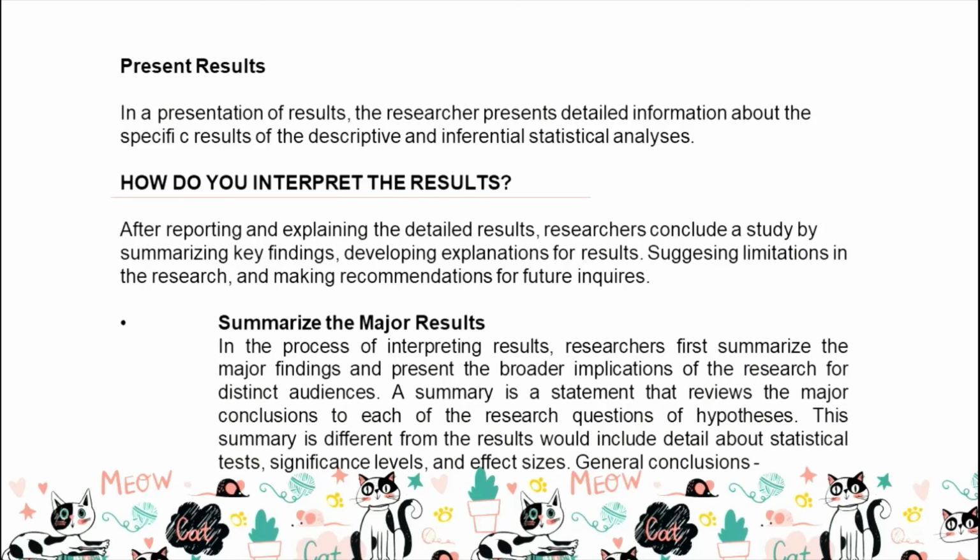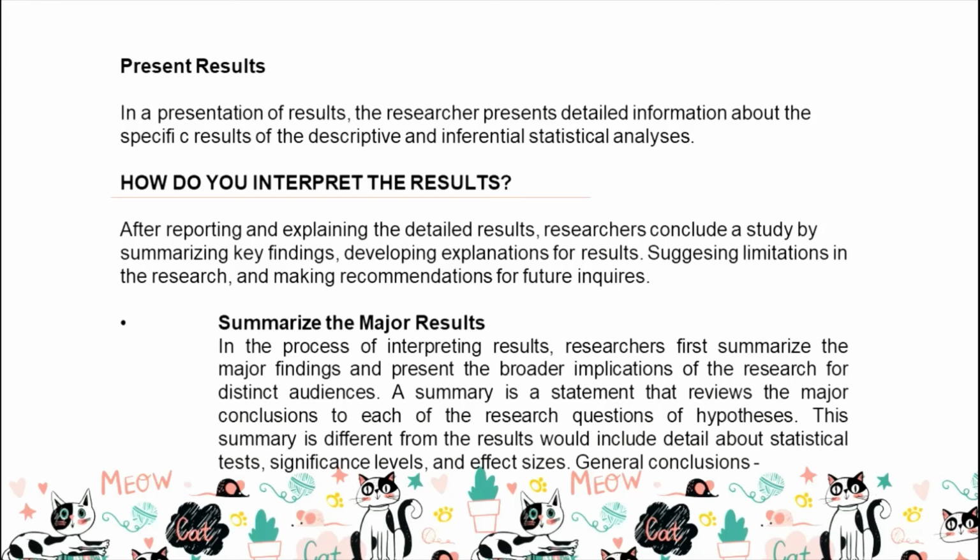Summarize the major results. In the process of interpreting results, researchers first summarize the major findings and present the broader implications of the research for distinct audiences. A summary is a statement that reviews the major conclusion to each of the research questions or hypotheses. This summary is different from the results, which would include detail about statistical tests, significance level, and effect size.